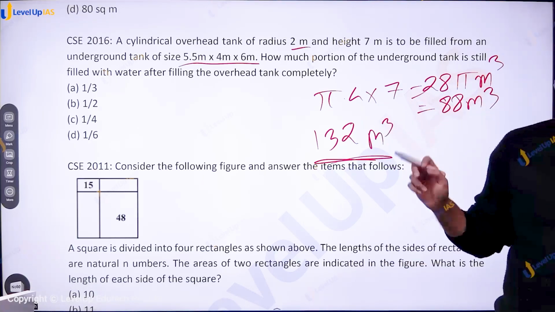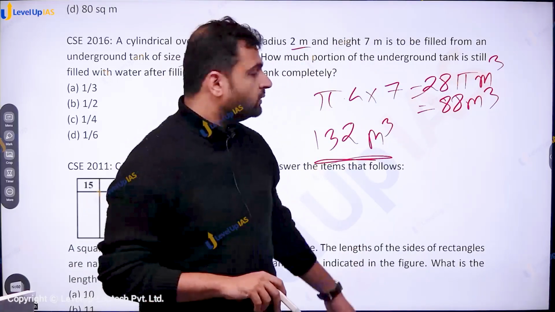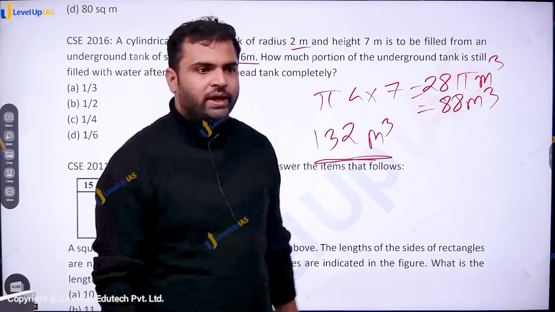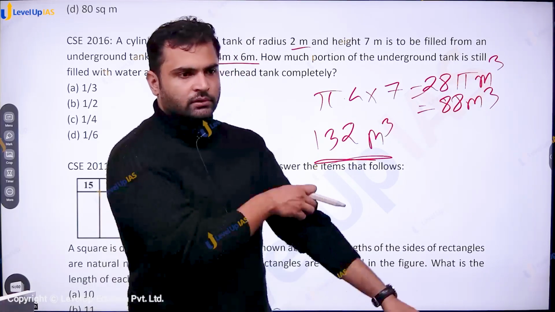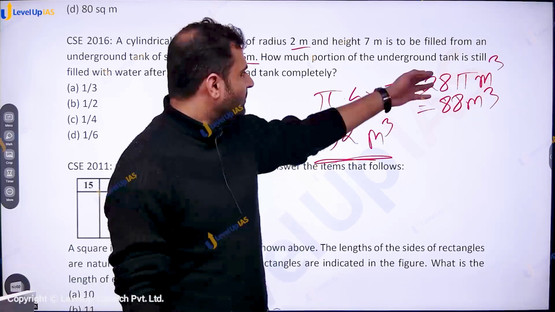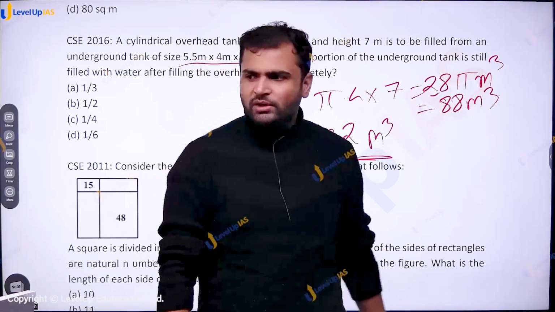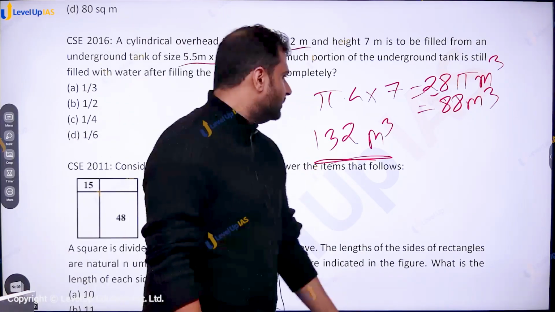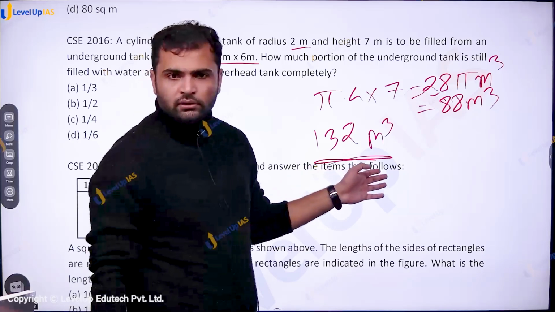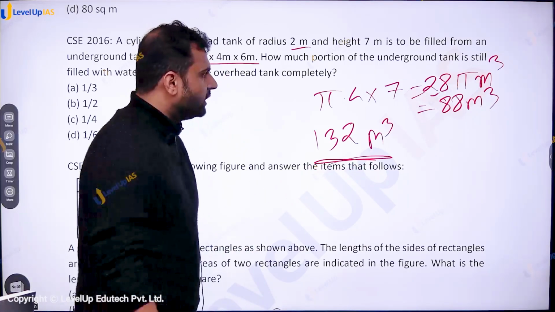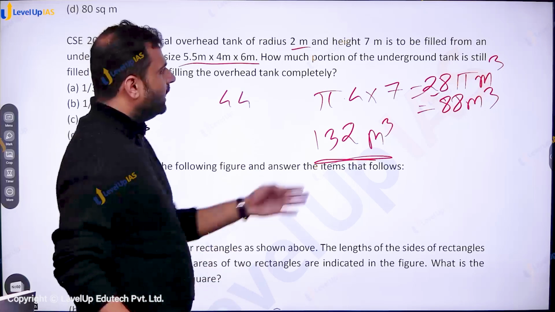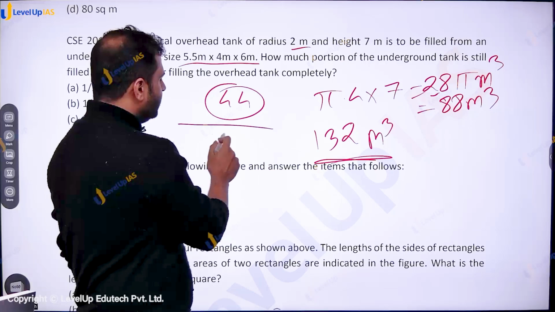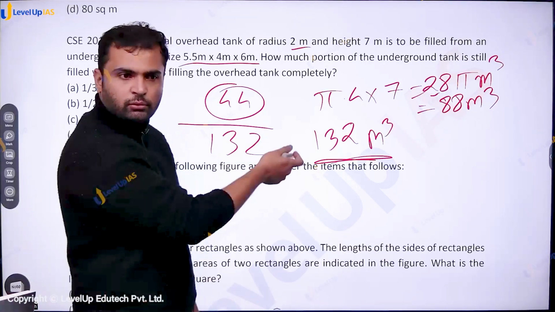ठीक है? हाँ? Pi is 22 by 7. Pi can be written as 22 by 7. So this is 7 ka multiple na, so that is why 22 by 7 can be easily taken. So we have 44, right? So we have 44 remaining, and question is, how much portion is still filled? 44 is right now, maximum capacity is 132. This is the portion that is still filled.